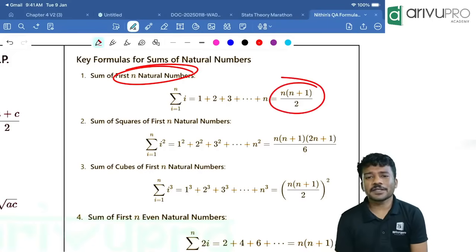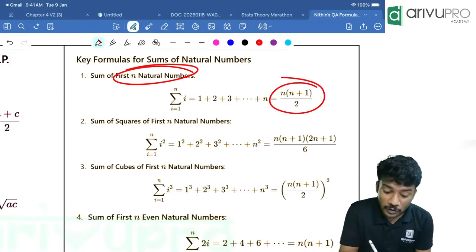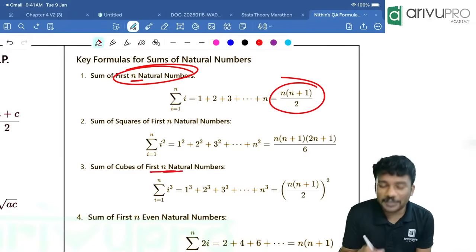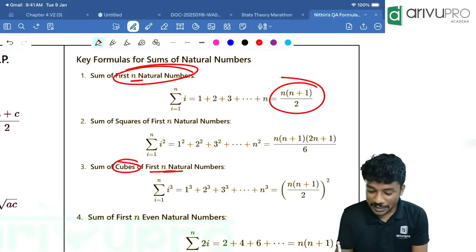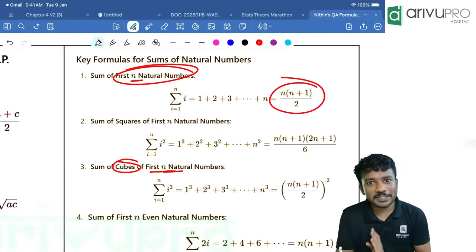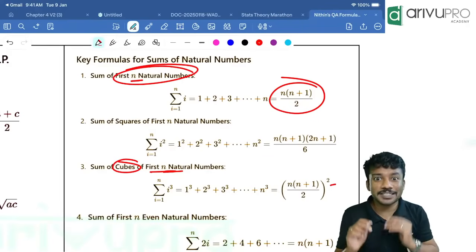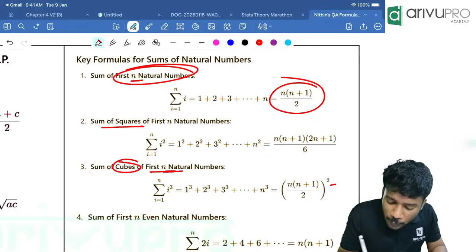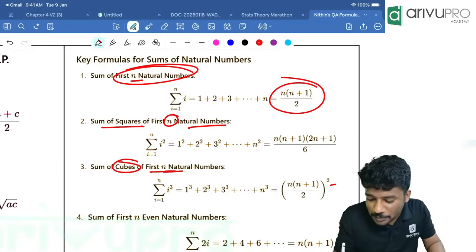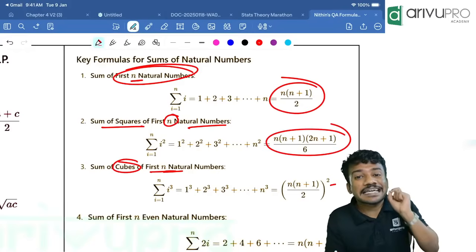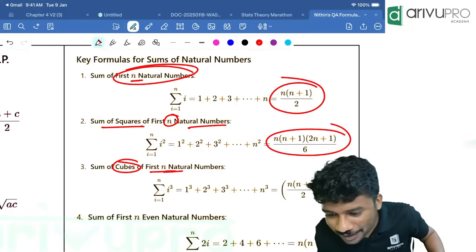n into n plus 1 divided by 2. If you remember the sum of n natural numbers, you can easily remember the sum of cubes of n natural numbers. The sum of cubes of n natural numbers is nothing but n into n plus 1 divided by 2, the whole square. Remember these two things very easily. Then the sum of squares of the first n natural numbers is nothing but n into n plus 1 into 2n plus 1 divided by 6. Remember this, it will help you.